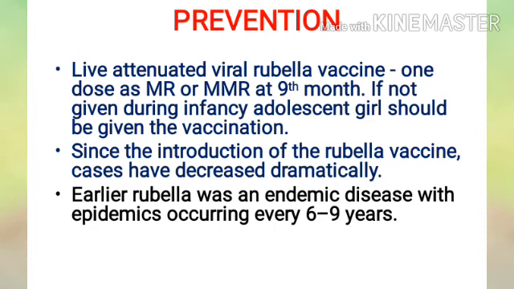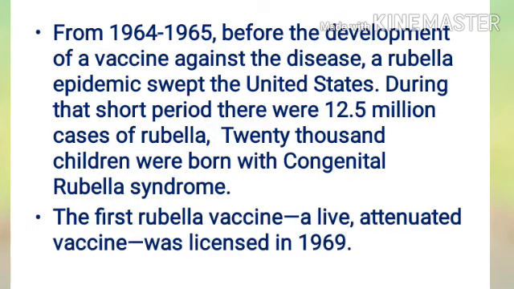Similar endemic outbreaks occurred in the world earlier. The rubella outbreak was one among them. In 1964-1965, before the development of the vaccine, a rubella epidemic swept the United States. During this period, there were 12.5 million cases of rubella. 20,000 children were born with congenital rubella syndrome during this year only. Then the vaccine was discovered. The first rubella vaccine was discovered in 1969.